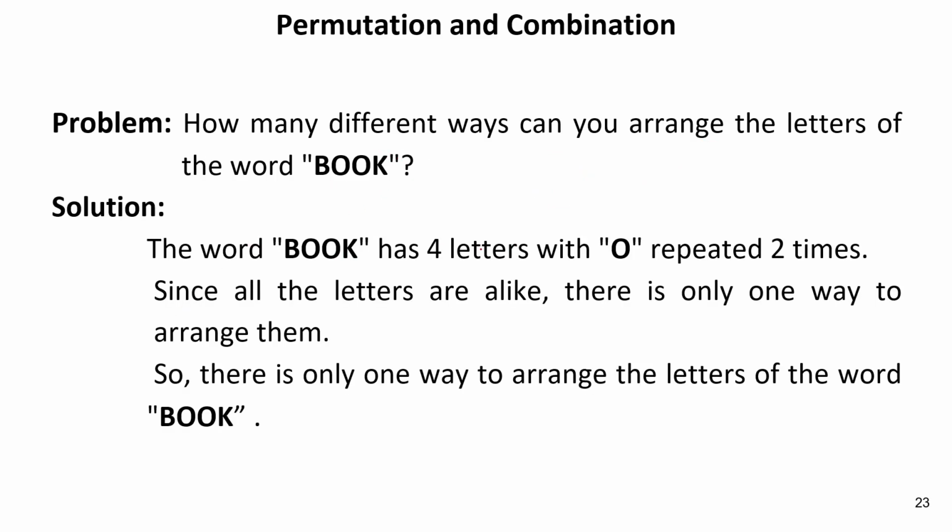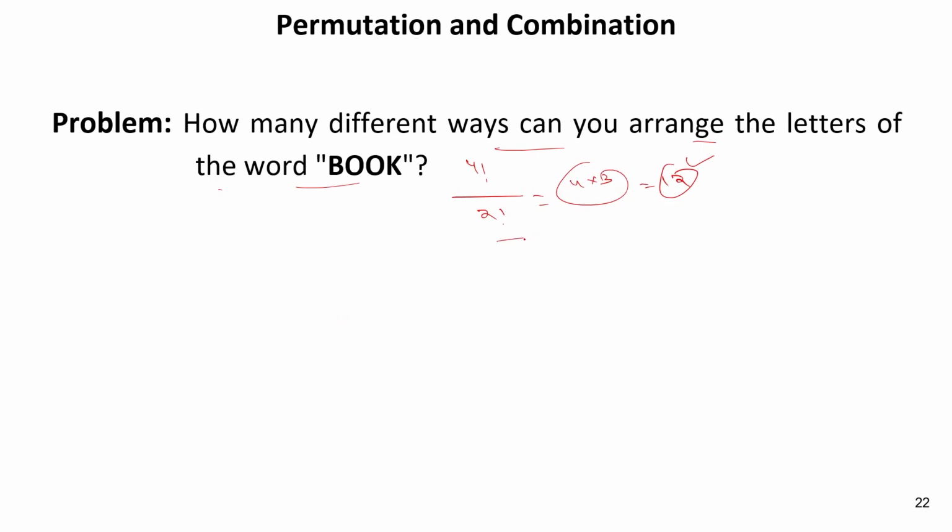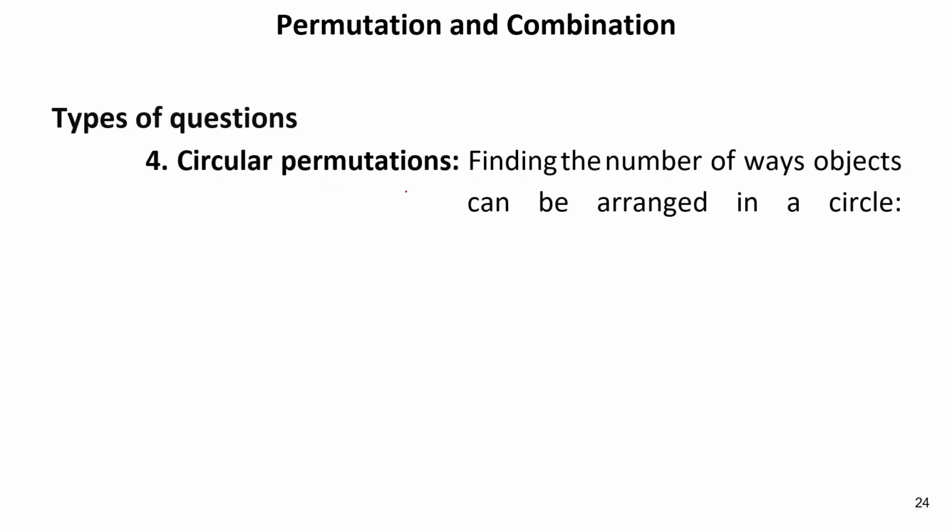So the word book has what? 4 letters and O is repeated 2 times. Since all the letters are alike, there is only one way to arrange them. Okay. So actually it won't be the correct answer. The correct answer will be this. That is 4 factorial by 2 factorial is equal to 4 into 3 is equal to 12.